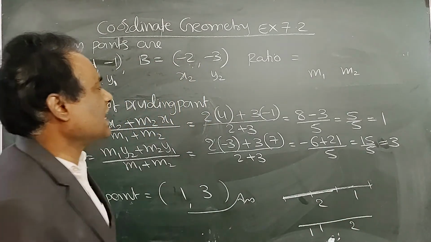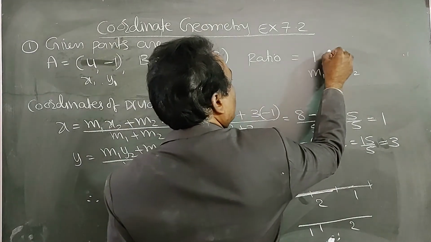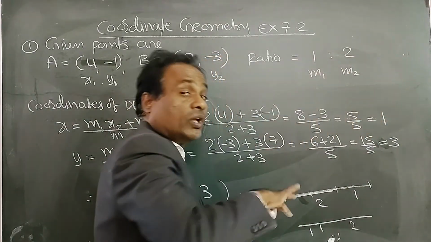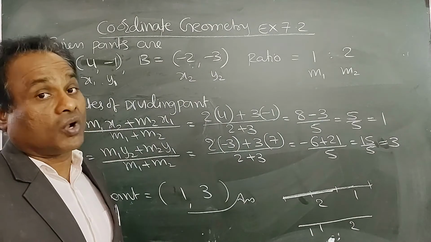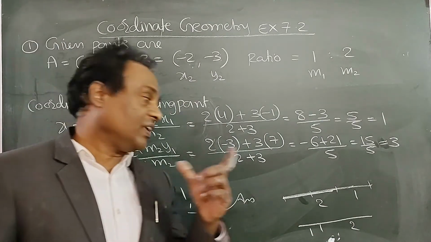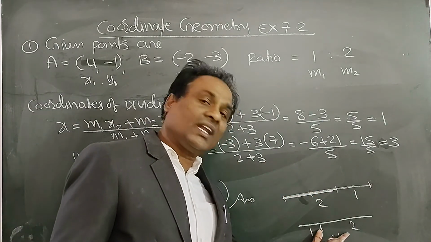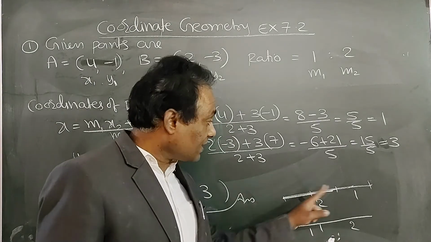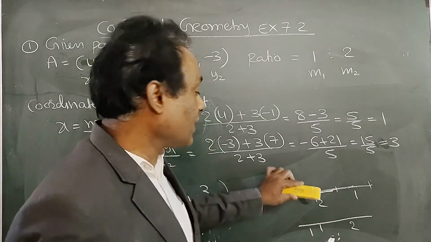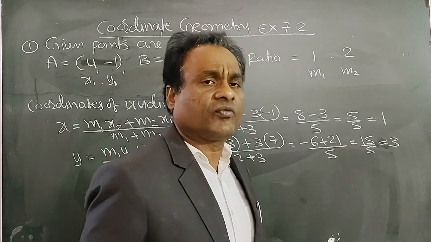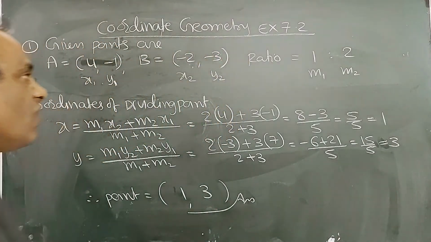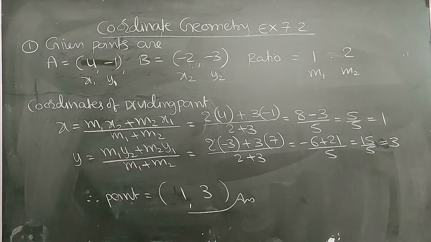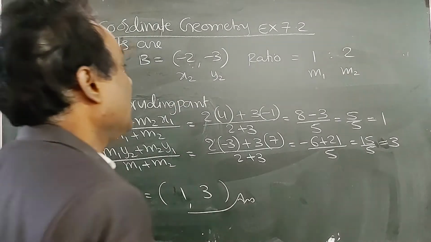I already gave the notes. Trisection means what is the ratio? 1:2 or 2:1. We don't know which, because dividing in the ratio 1:2 is called trisection, and dividing in the ratio 2:1 is also called trisection. It is not mentioned, therefore we have to take both 1:2 and 2:1. Both cases you have to take.